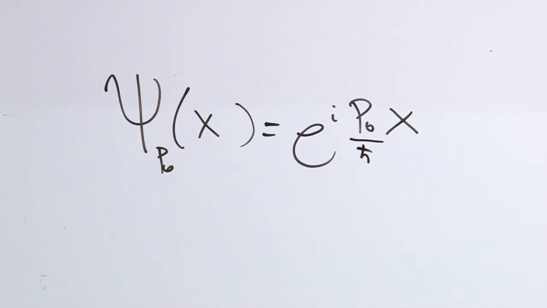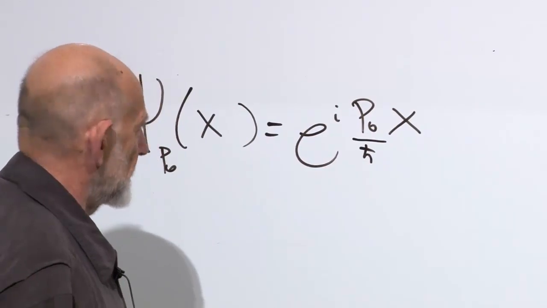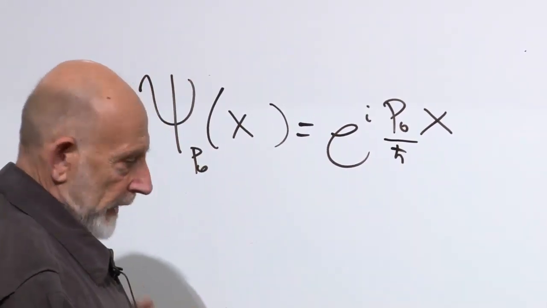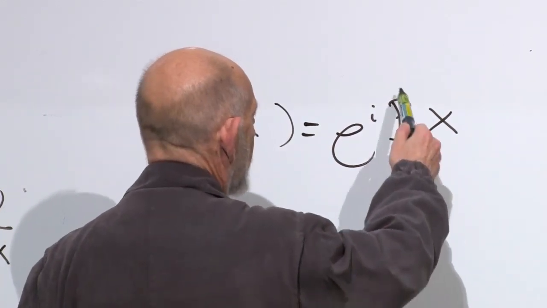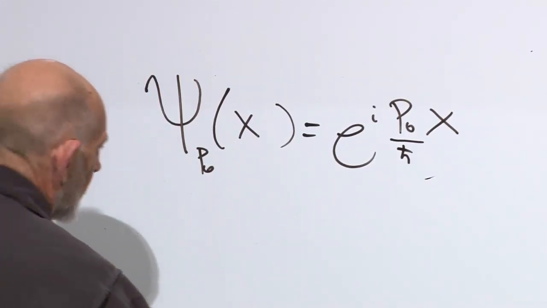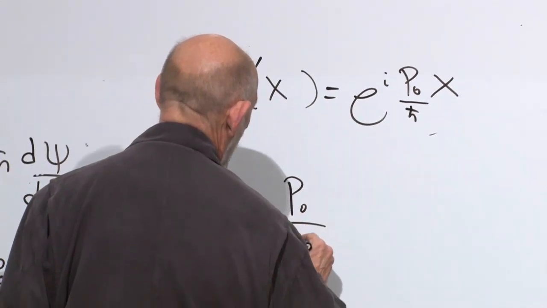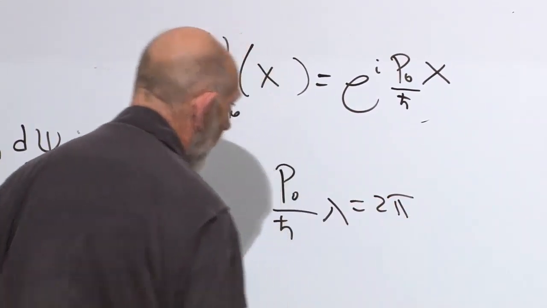I just want to point out that this is a wave-like thing. It has sines and cosines, and it has a wavelength. The wavelength is the distance that you have to move so that the thing in the exponent changes by 2 pi. In other words, if we call the wavelength lambda, P naught over H bar times lambda equals 2 pi. That's the definition of the wavelength.